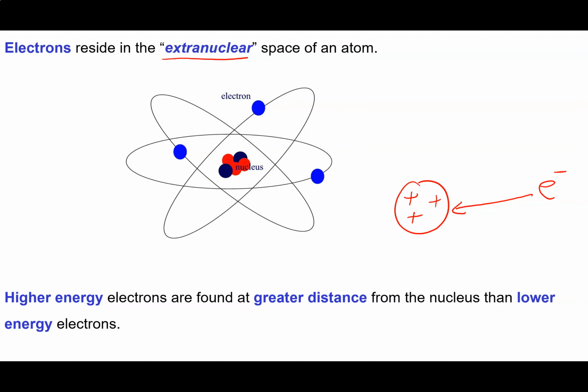So with respect to energy, what it means is that it takes energy to move an electron away from the nucleus. And the net result of this is that the further away an electron is from the nucleus, the greater energy it has. So the higher energy electrons are found at greater distance from the nucleus than lower energy electrons. So an electron that is closer to the nucleus is lower in energy than an electron that is further away.